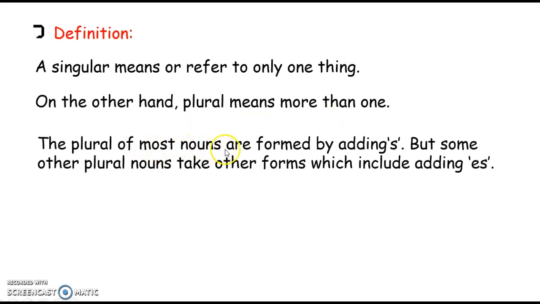The plural of most nouns is formed by adding s. Like we all know, you could have words like boy, boys, book, books, and you just keep adding s in their plural forms. But some other plural nouns take other forms, which include adding es. This simply means that we may not be right if we keep adding s to all nouns when we are writing their plural forms. So we need to learn a lot of the exceptions, of which those nouns that do not take just an s are our main focus, and we're looking at the nouns that need es when we are writing their plural forms.